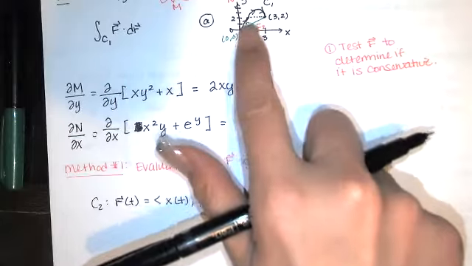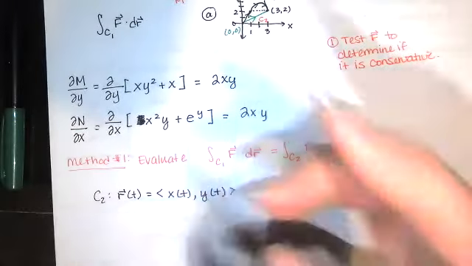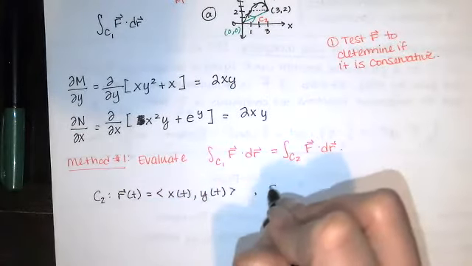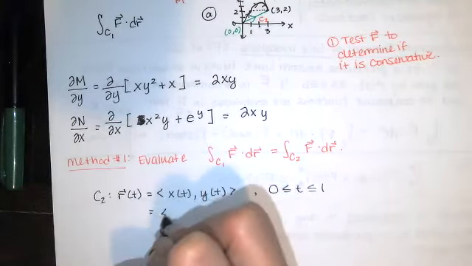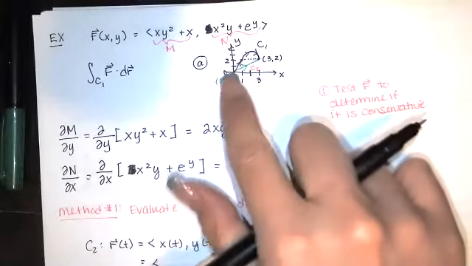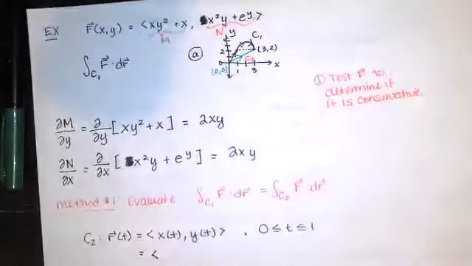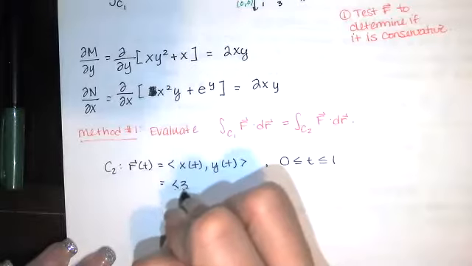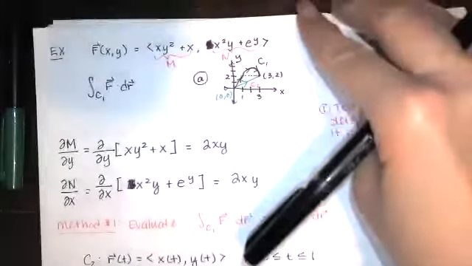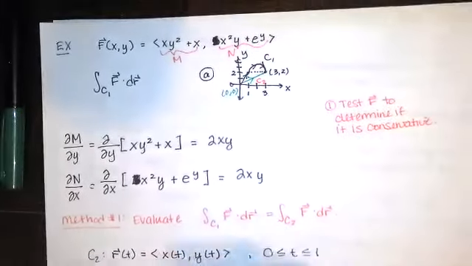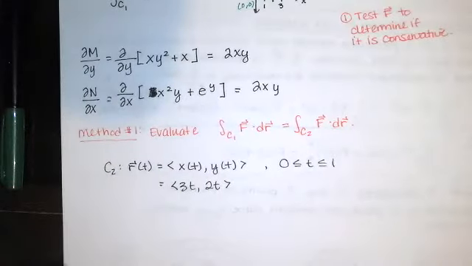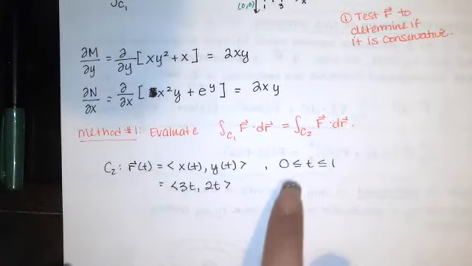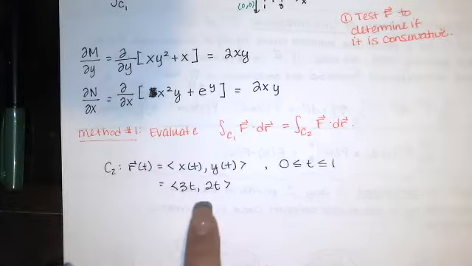If I let t go from 0 to 1, and I let x equal 3t, since I'm going 3 units in the x direction, and I let y equal 2t because I'm going 2 units in the y direction, that's going to trace out that same curve. You don't have to do it this way, but this is helpful, I think.